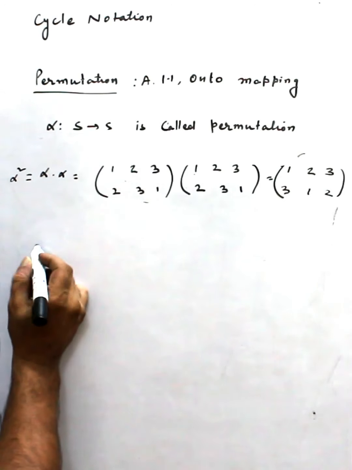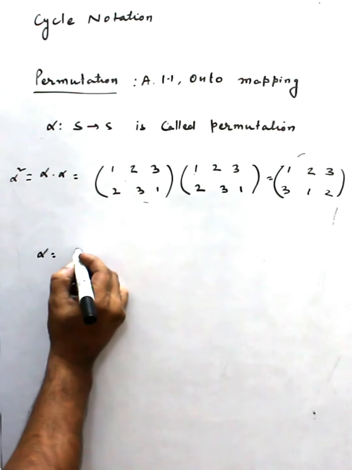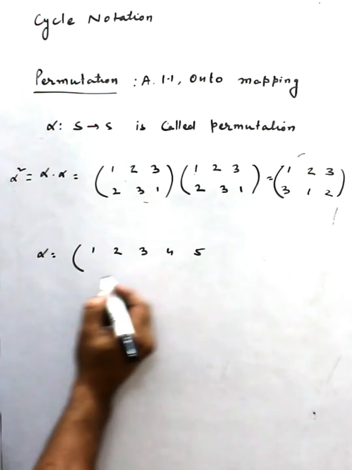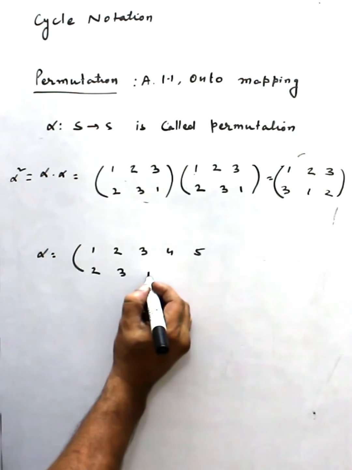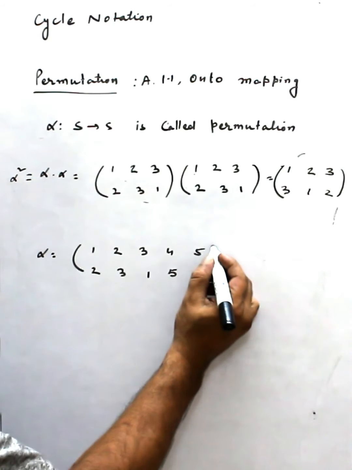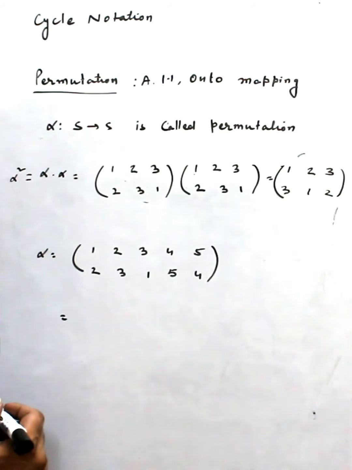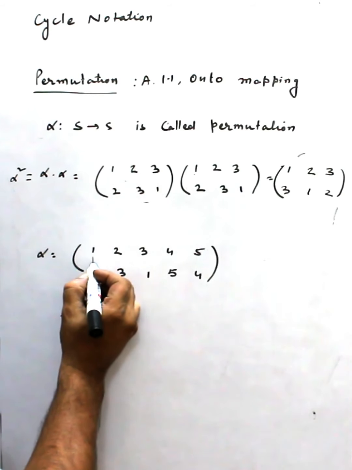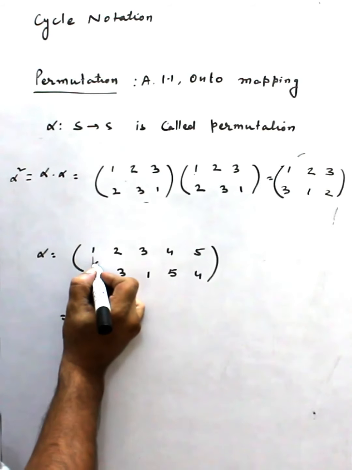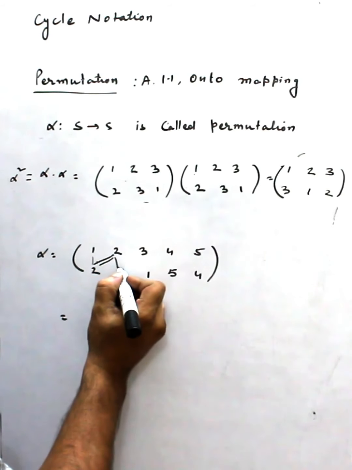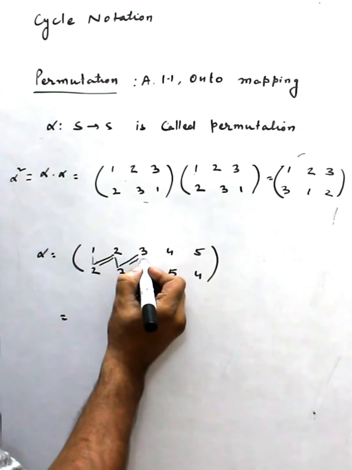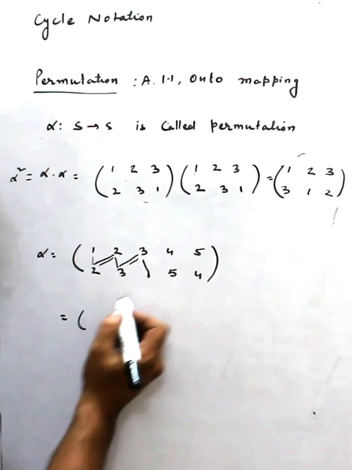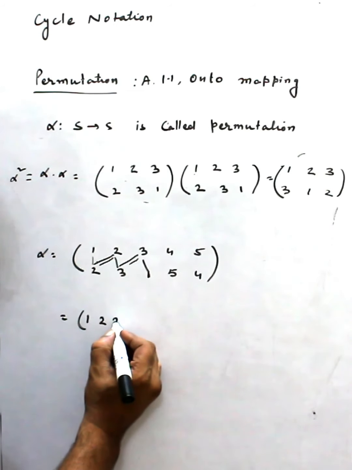One more example, like if I define alpha as 1, 2, 3, 4, 5 going to 2, 3, 1, 5, 4. In this case, if I write this permutation in terms of cycles, 1 goes to 2, 2 goes to 3, 3 goes to 1, right?